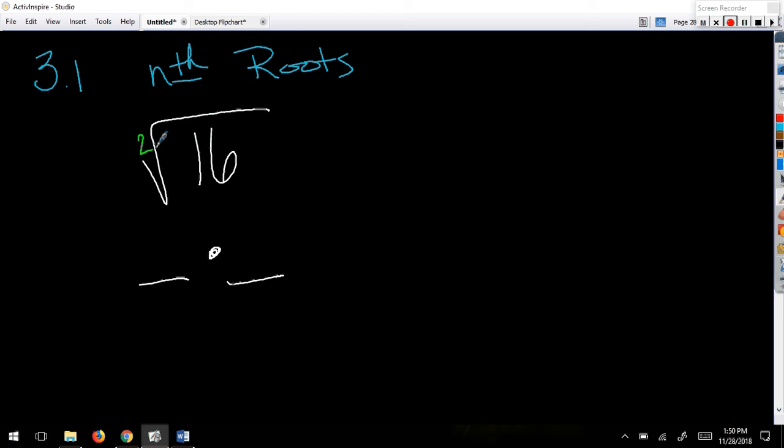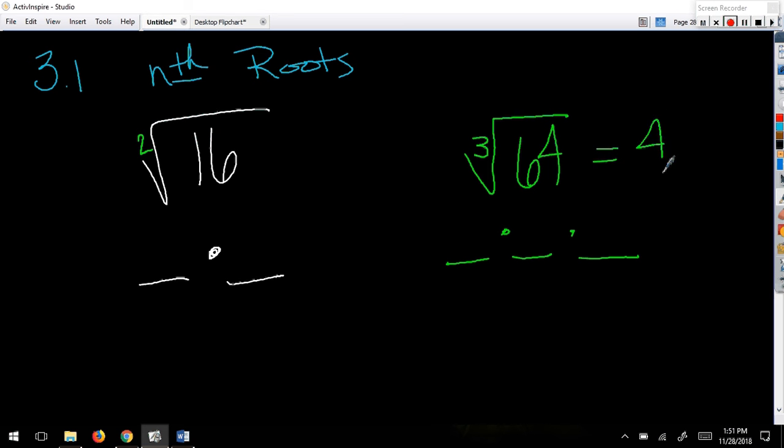So if that makes sense, what if I changed it to this? This is the third root. So this time I'm thinking, what times what times what would give me 64? Four. You're exactly right. That's all we're doing. Okay, that's the nth root.